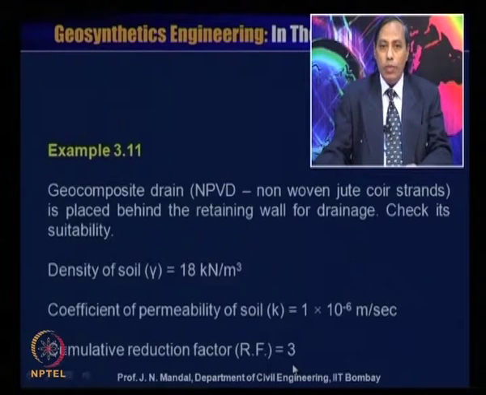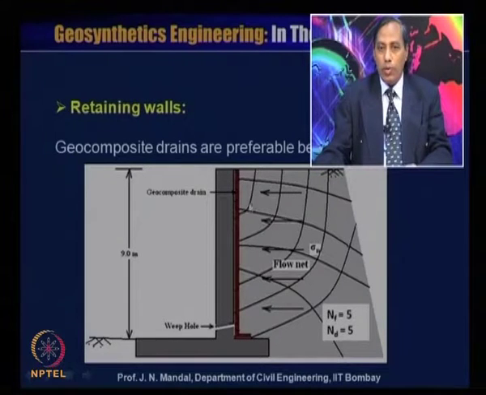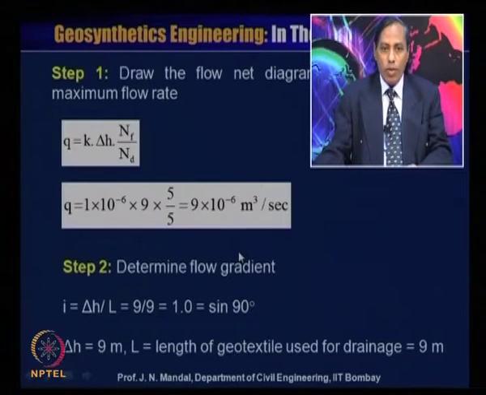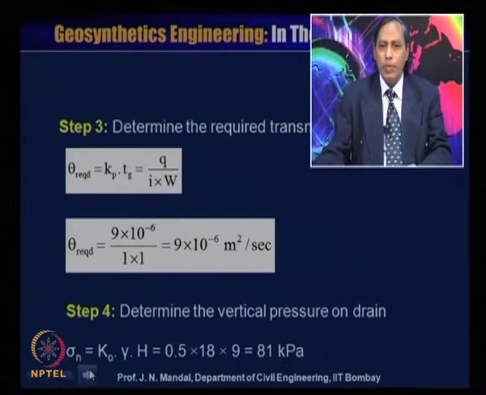That means we wanted to address how the normal pressure is acting here, that is sigma n, and that sigma n is equal to K0 into gamma into H. So, the lateral pressure will be K0 into gamma, the unit weight of soil, into height H, that means 9 meter. So, we can calculate sigma n is equal to 0.5 into 18 into 9, which is 81 kilopascal.